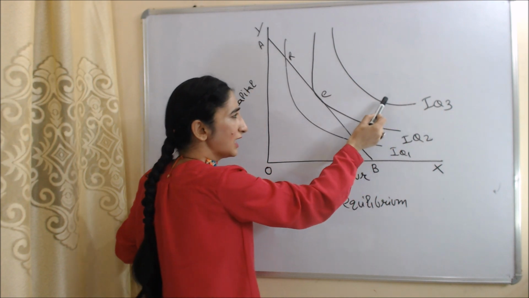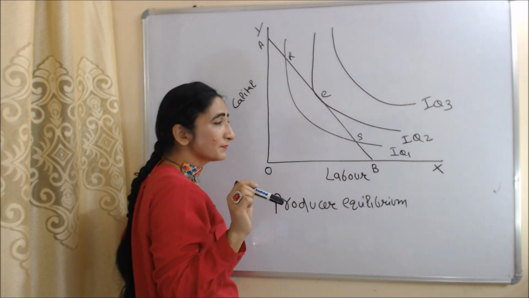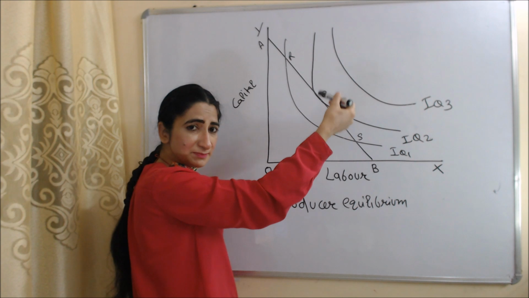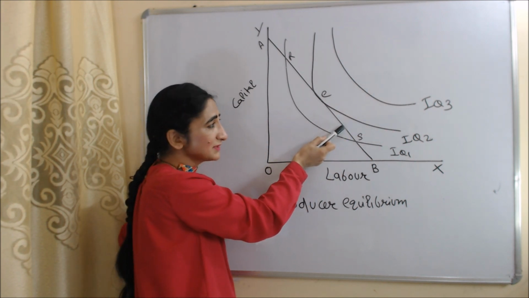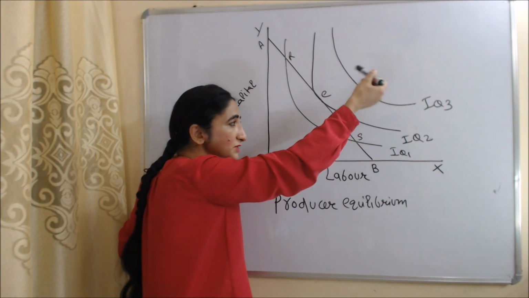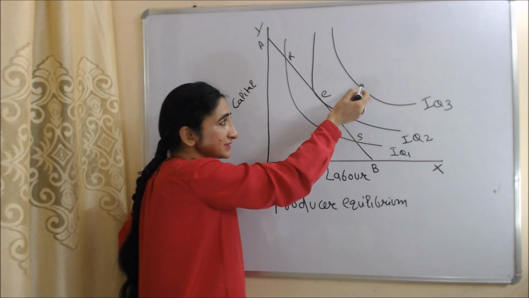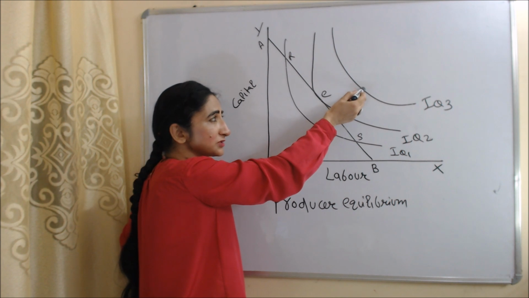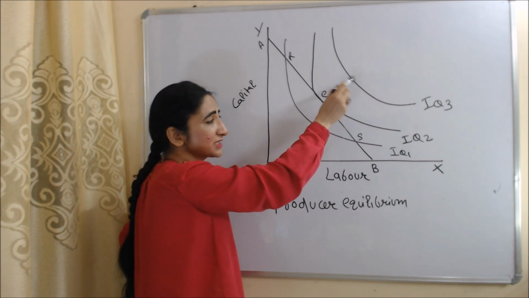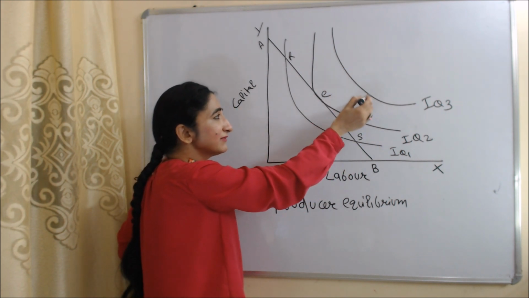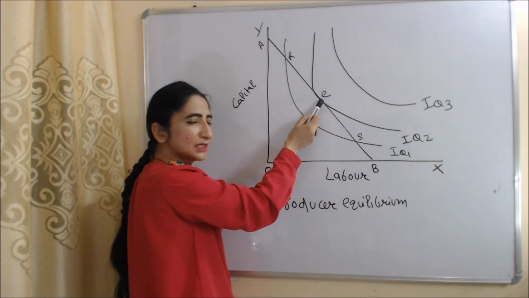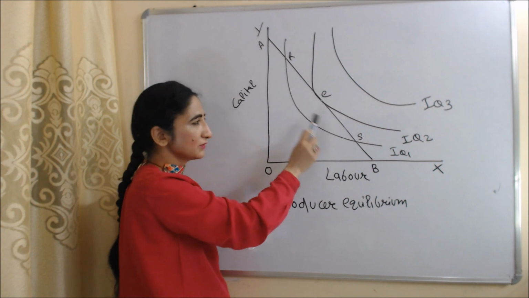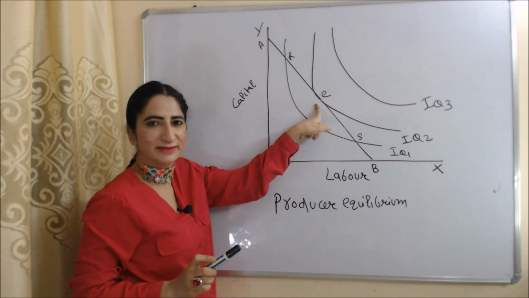No doubt this higher isoquant will give us more output, but it is crossing our expenditure limit. Our expenditure limit is told by this isocost line. If we establish our equilibrium on this isoquant, our expenditure will increase. That's why we cannot establish our equilibrium at this higher isoquant curve. So this will be called the producer equilibrium point. All conditions of producer equilibrium are satisfied at this point.